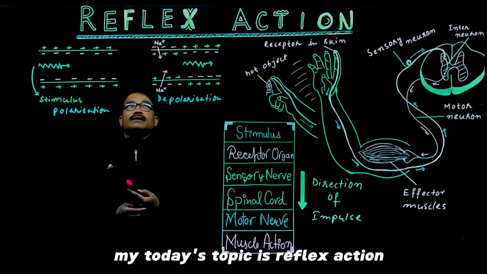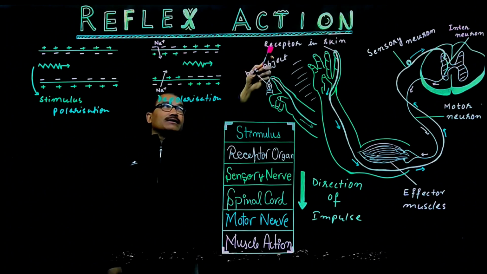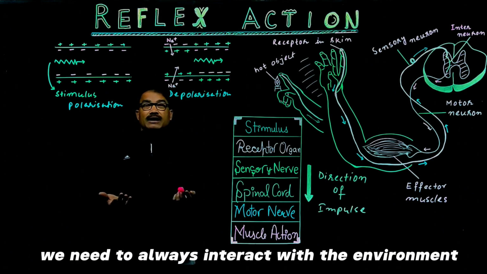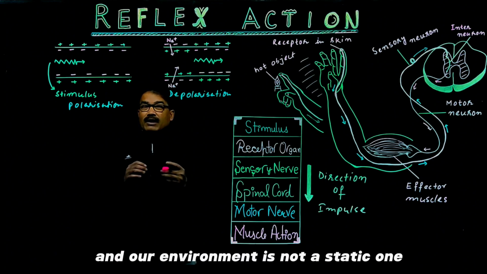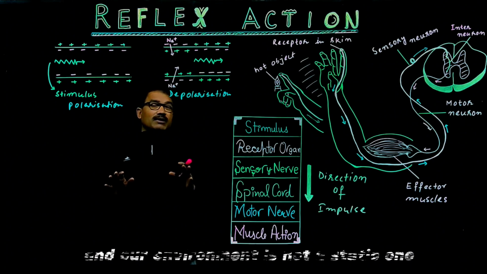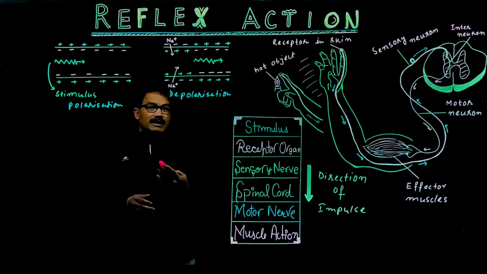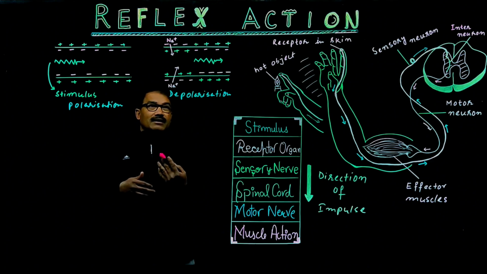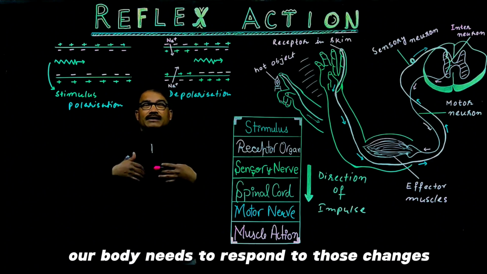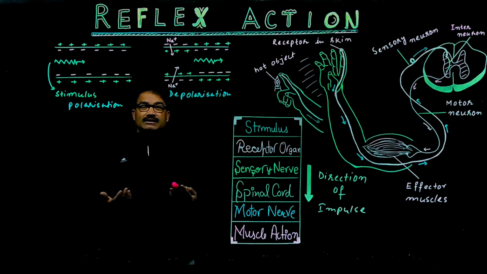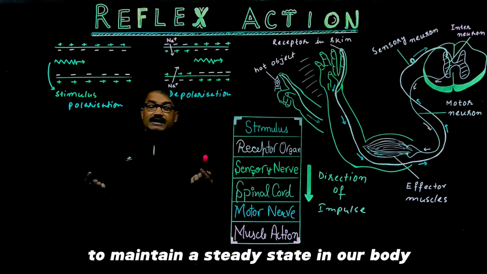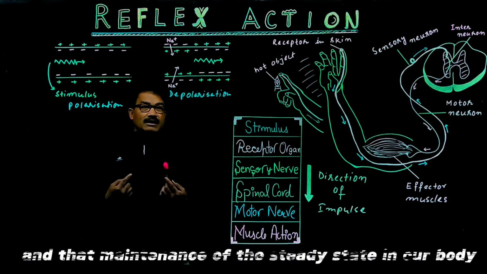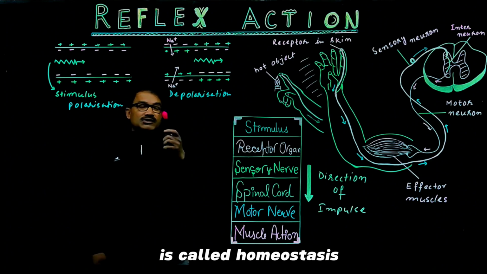My today's topic is reflex action. As a living being, we need to always interact with the environment, and our environment is not a static one. Its physical, chemical and biological aspects are constantly changing, and accordingly our body needs to respond to those changes to maintain a steady state in our body, and that maintenance of the steady state in our body is called homeostasis.